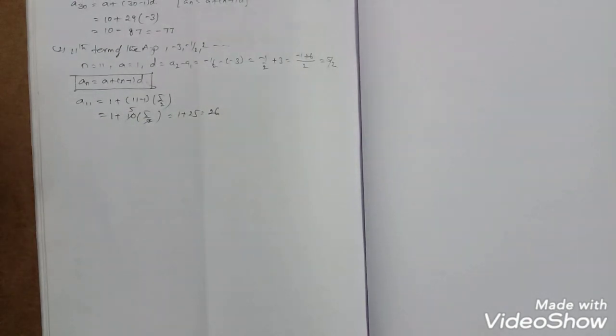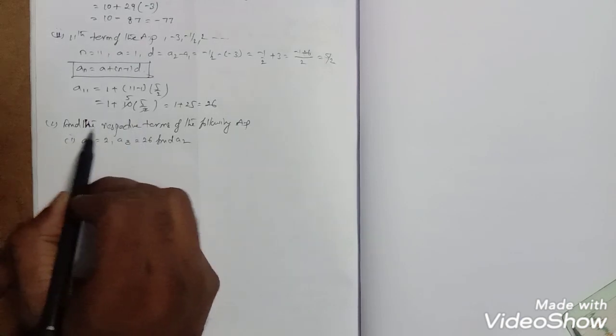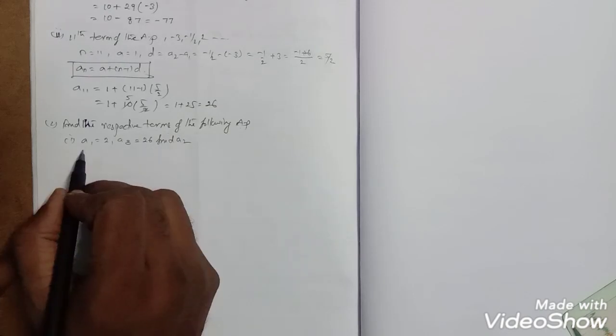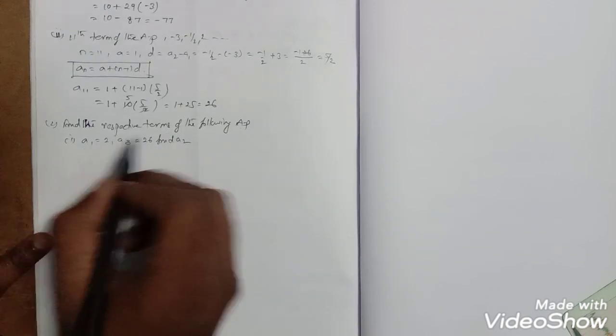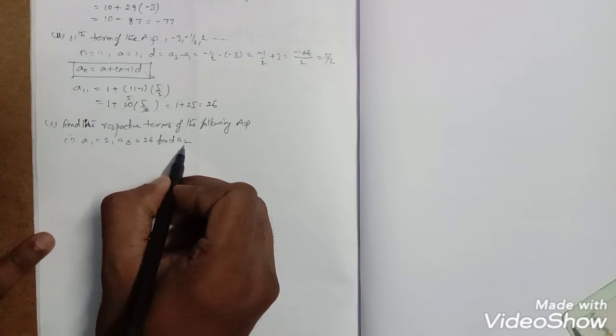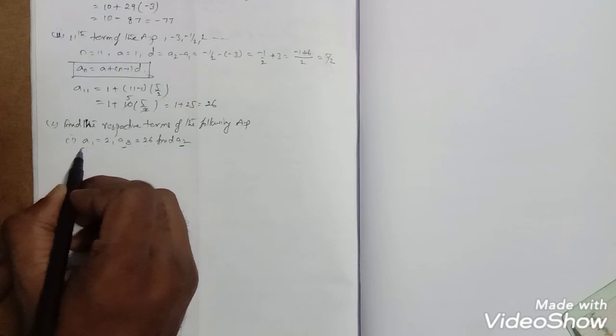Now coming to our next question. Okay, now coming to the next one. Here the question is given as find the respective terms of the following arithmetic progression. In that, the first question is a1 is equal to 2, a3 is equal to 26 and you have to find the value of a2. Means you have to find the second term where the third term and the first term are given.